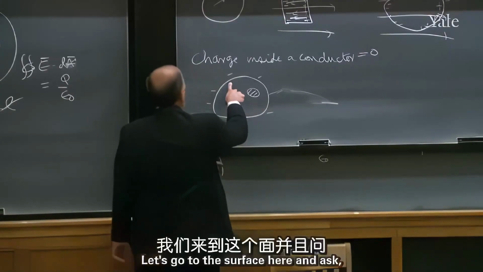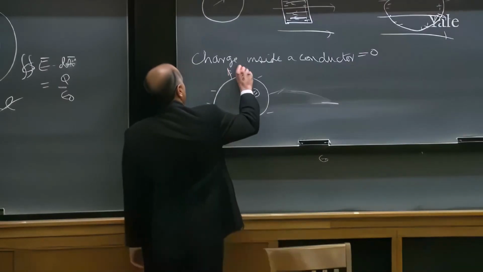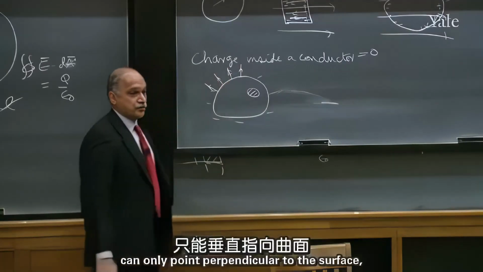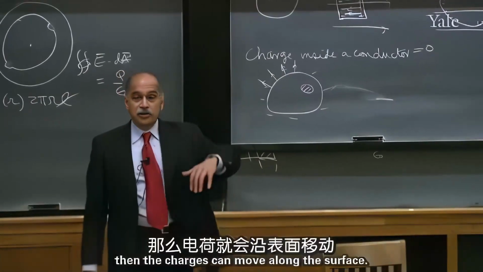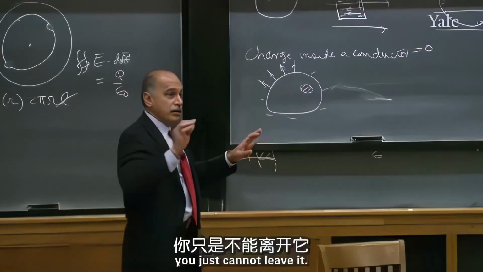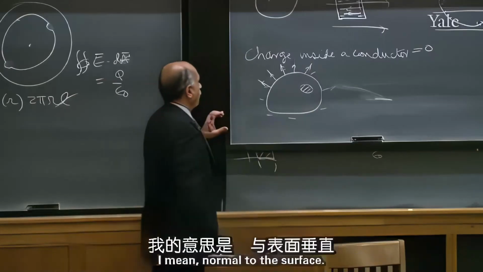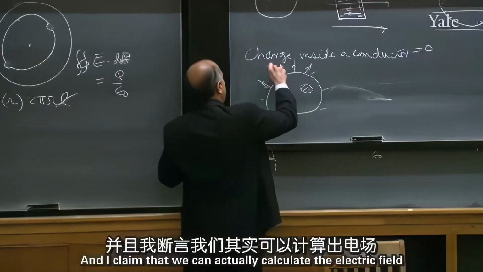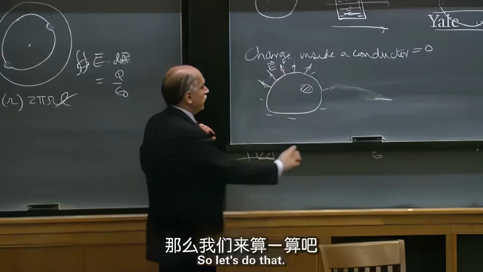Let's go to the surface here and ask, what's the electric field? Which way can it point? I claim the electric field can only point perpendicular to the surface. Because if you had a parallel component, then the charges can move along the surface. No one says you cannot run around the edge of the swimming pool. You just cannot leave it. So the electric field lines must point normal to the surface. And I claim that we can actually calculate the electric field here if you knew the charge density here. So let's do that.